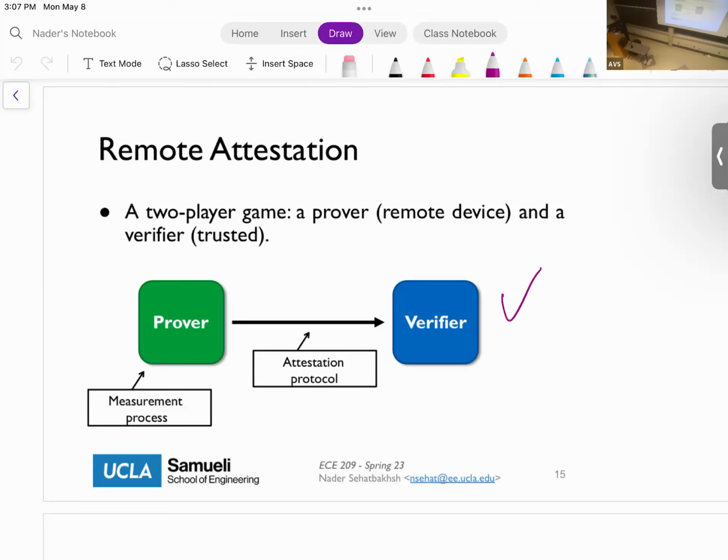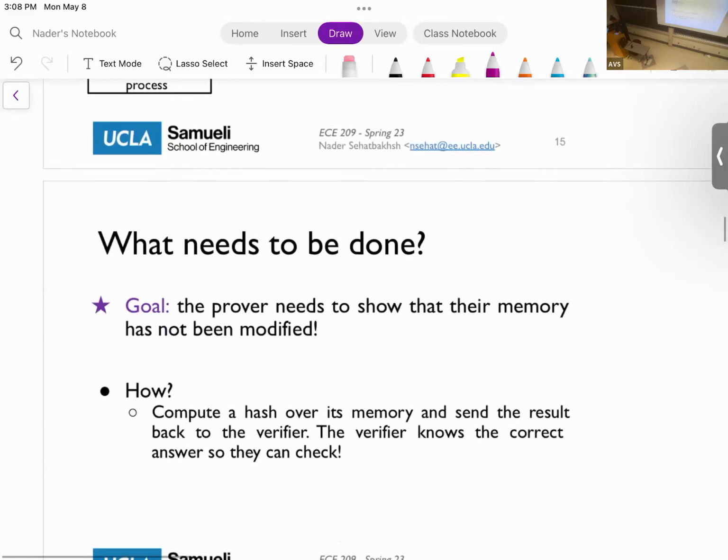So we don't know whether we can trust this device or not, okay? Then the attestation process is essentially a measurement process. The prover needs to measure something and provide the results, and the verifier has to check that measurement and see whether it is correct or not. That's the idea of attestation. How do we do it?